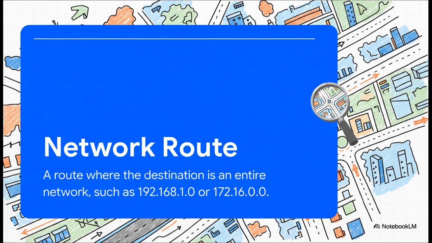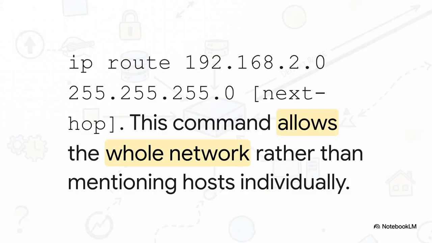It's a really efficient way to route traffic between different parts of your internal network. And here's what that looks like in the real world. The command points to the network address, that 192.168.2.0 part, and its subnet mask. This tells the router that any packet headed for an IP address inside that range should be forwarded to that specific next hop address. Simple as that.